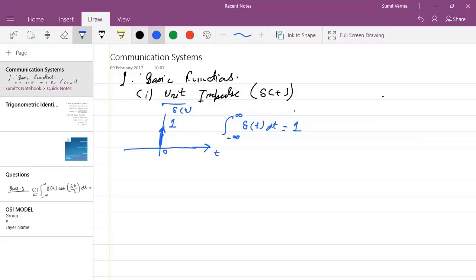Yeah. So now the second signal, which is basically an extension of this. The second signal would be the unit step function, or I will denote it as u of t.